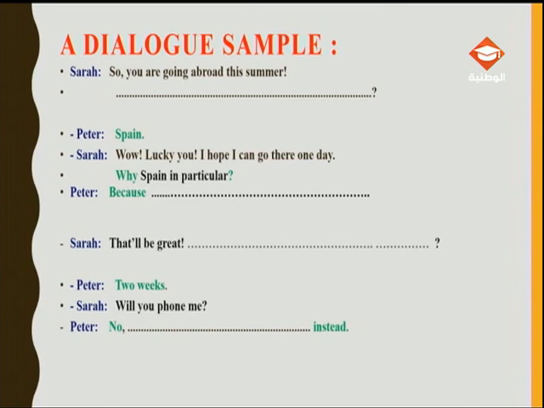Then we understand that Sarah is going to answer about Peter's destination. He's going to Spain. Therefore, what about the appropriate question to this answer? And what about the tense used in Sarah's sentence? You are going abroad this summer. So it's about the future. We have to respect the tense used.